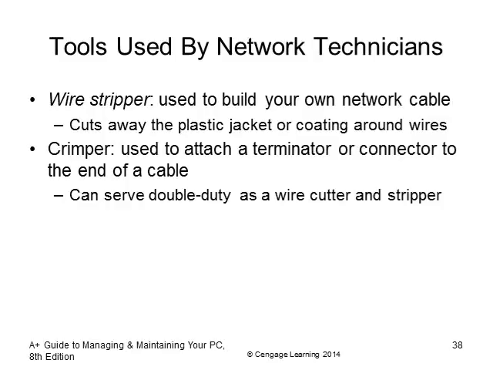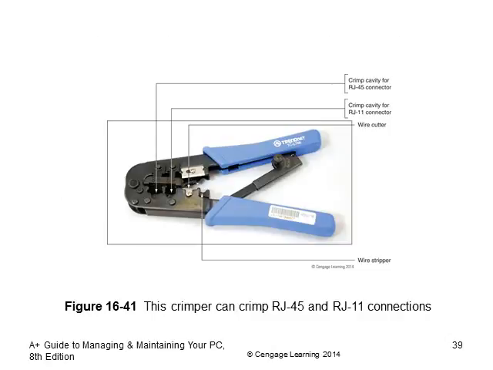A wire stripper is used to build your own network cable. It will cut away the plastic jacket or sheath at the end, and that way you can expose the little wires inside. Then you put the connector over the wires, and then you're going to crimp them. The crimper is what you use to attach a terminator or a connector to the end of the cable, and that can serve as double duty. A lot of your crimpers are both wire cutters and strippers. Here is a crimper that can crimp RJ45 and RJ11 connections.